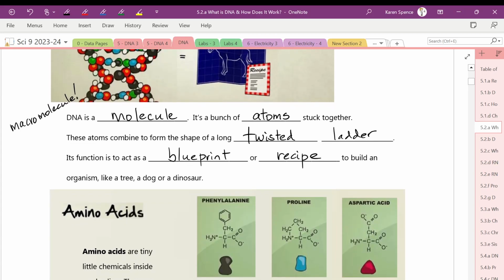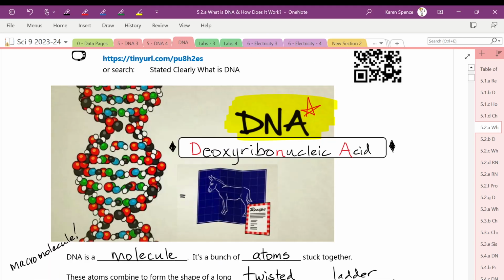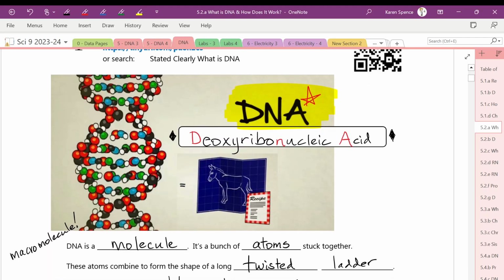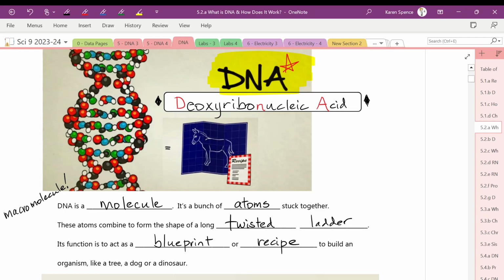Now here's a new word. Okay, so words that you need to know here. Let's go through and star things. You need to know DNA. Do you need to know deoxyribonucleic acid? No. If you want to, you can. You should know what DNA is.